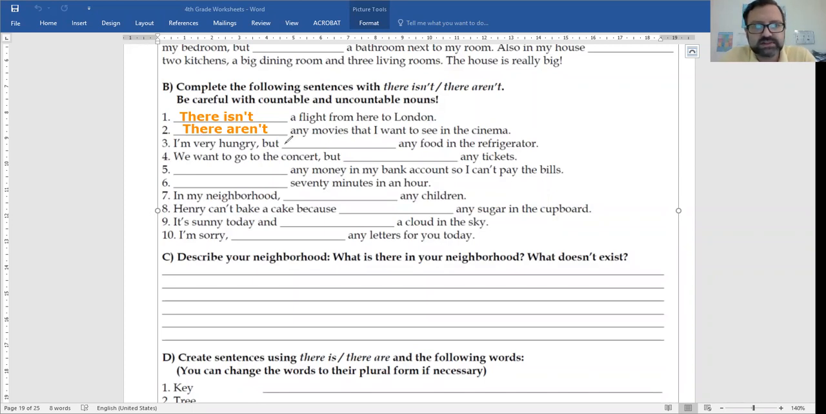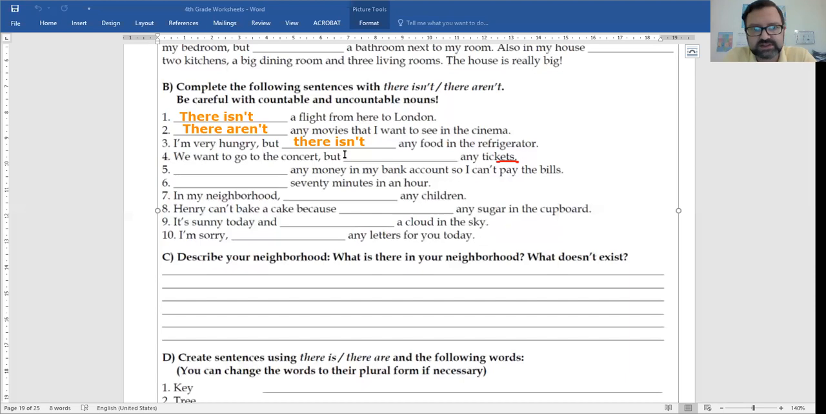I'm very hungry, but blank any food in the refrigerator. So here we're talking about food. Food is an uncountable noun. So that being the case, we have to use, I'm very hungry, but there isn't any food in the refrigerator. Whoops, I forgot the word there. There isn't any food in the refrigerator. Make sure you're paying attention to if you're dealing with countable nouns or uncountable nouns, all right? We want to go to the concert, but blank any tickets.